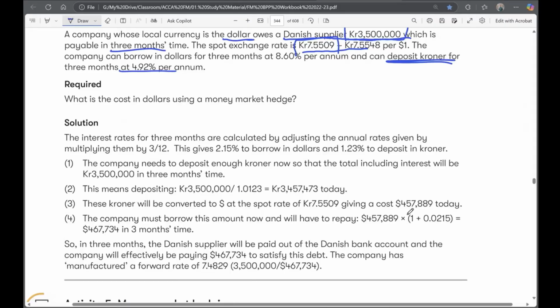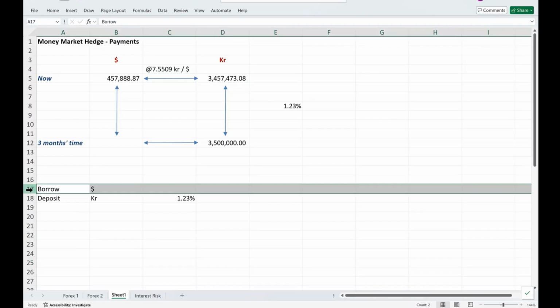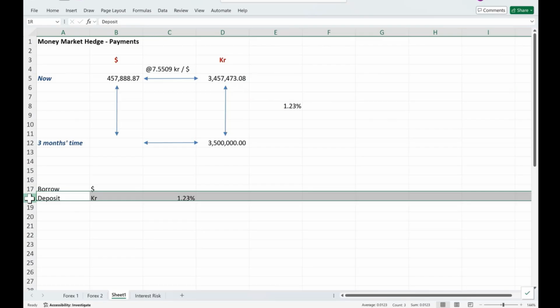Yeah, so 457,889. Exactly the same answer we have. So in this case, we have to borrow today. And in which currency do we have to borrow? In our currency. So always remember, in a money market hedge for payment, you are going to borrow in your local currency and then you have to deposit in your foreign currency.